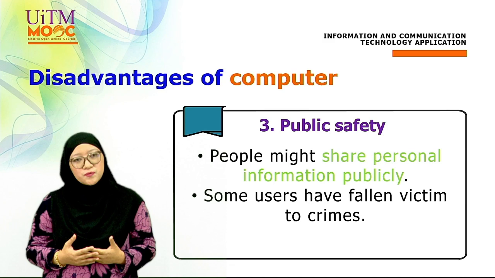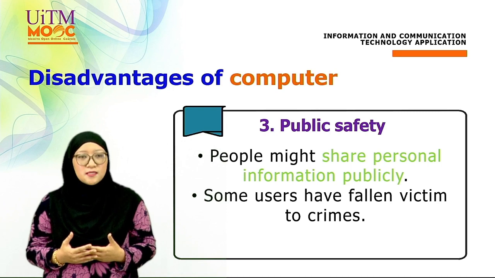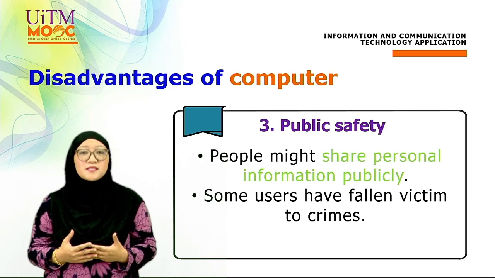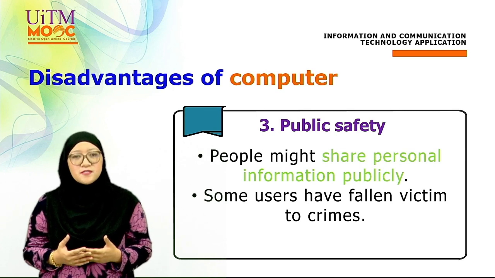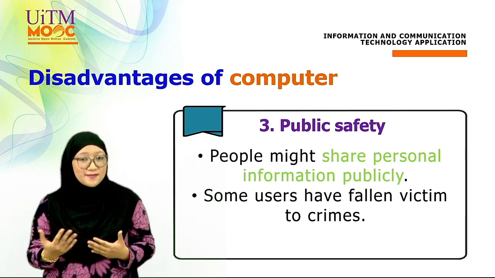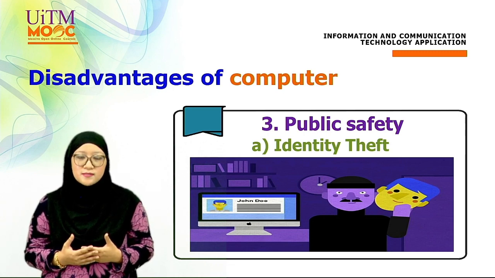The third issue is that people might unintentionally share personal information publicly. These can sometimes make them targets for crimes. I'll provide more detailed explanation of these public safety concerns in the next slide. Concerns about public safety related to computer usage can show up in various ways.